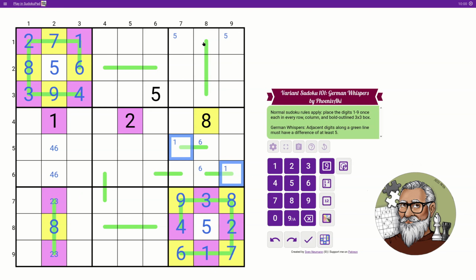How do I continue? I do have an 8 here. That all is not going to help, is it? That is not going to help. I can't figure out which one is 6 and which one is 1, right? Doesn't look like it.